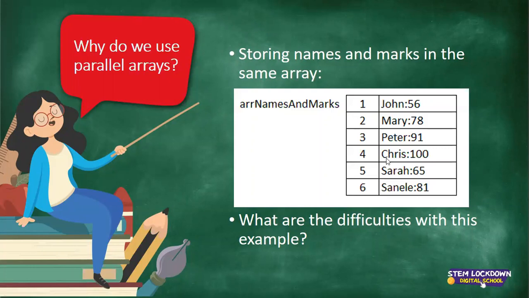But what are the difficulties surrounding this example? Practically, would this work? I guess the first question I want to ask you is, what would you say this type of array would be? Remember, we can only have one type in an array. Hopefully you all got that answer, and that would have to be a string, because part of what's in this array element over here is a name or letters. So we have to make it string.